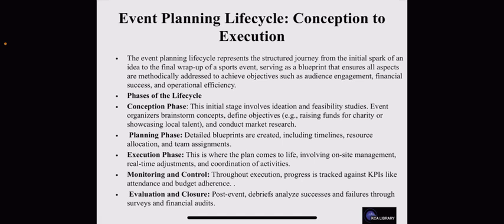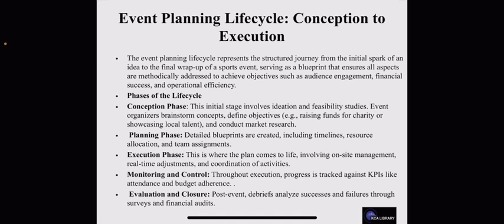So now, the events planning life cycle, that is, conception to execution. This represents the structured journey from the initial spark of an idea to the final wrap-up of a sports event. It's just like the gradual steps from the idea of organizing an event to the final wrap-up. It serves as a blueprint that ensures all aspects are methodically addressed to achieve objectives such as audience engagement, financial success, and operational efficiencies.